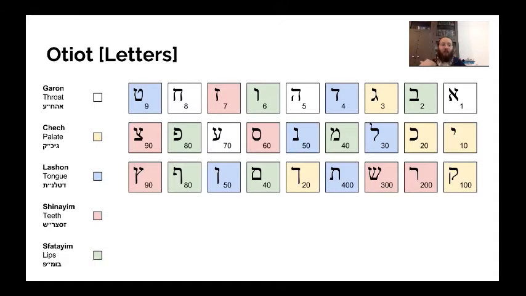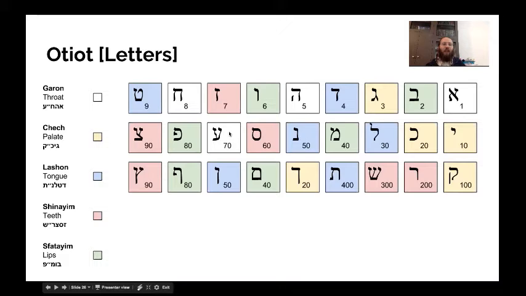From internal to external, it has internally the gaon, which is the throat. Then you have the chech, which is the palate, the lashon, which is the tongue, the shinaim, which is the teeth, and finally the sfataim, which are the lips. And each of the letters is connected to one of these parts of the mouth. So from internal, we've got the gaon, the throat, with the letters aleph, hey, chet, and ayin.